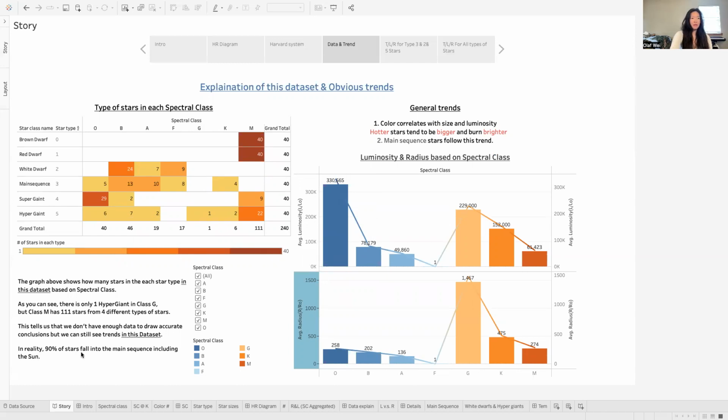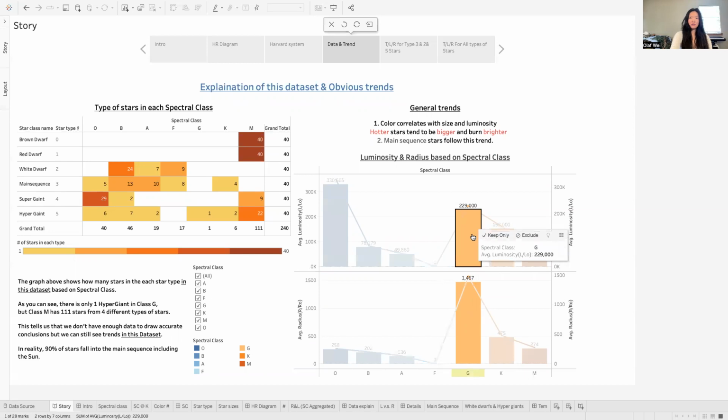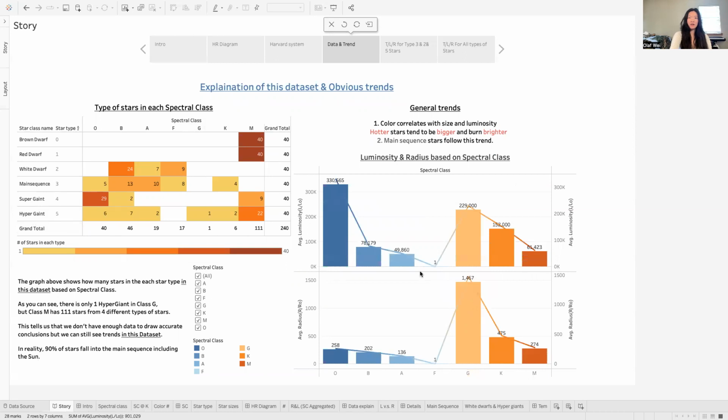So here are the general trends. You can see this spectral class G here is very high, but in reality, that's mainly because they chose class G based on the hypergiants, so it's not really accurate, but we can still see the general trends here. And as I mentioned in the last dashboard, this classification is based on decreasing temperatures. So the general trend is that color correlates with size and luminosity.